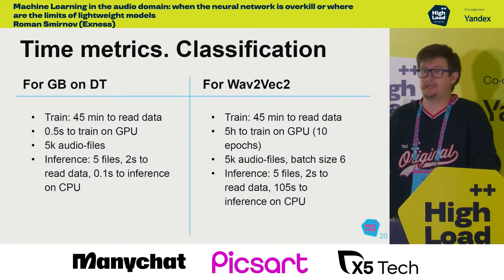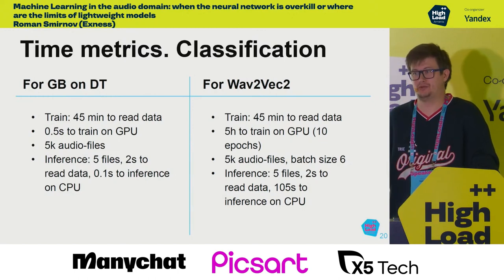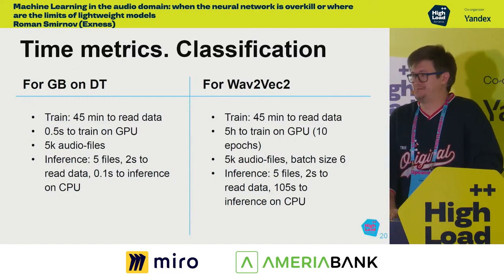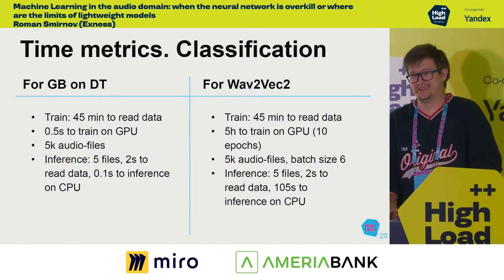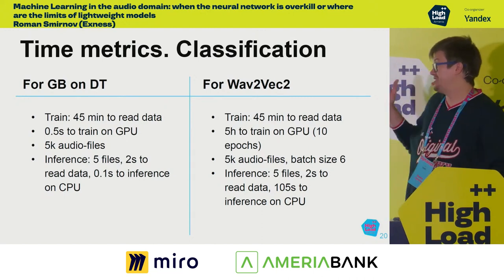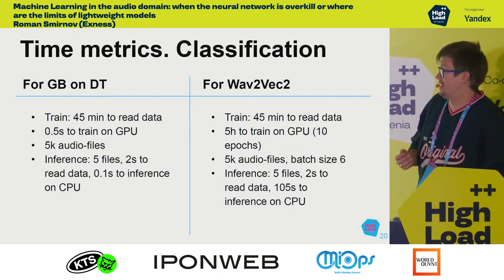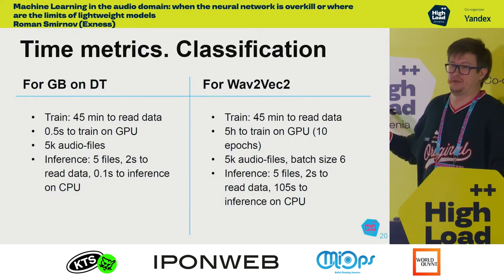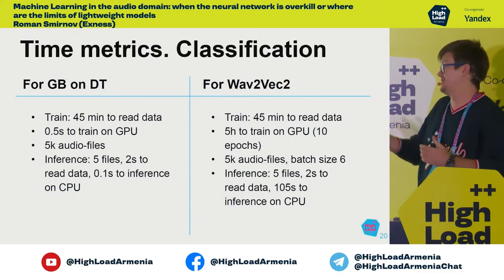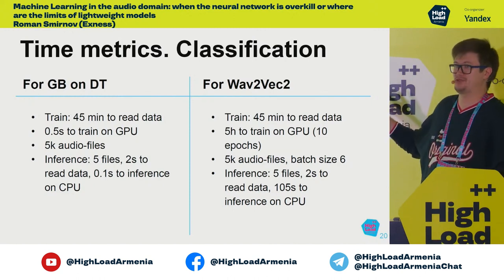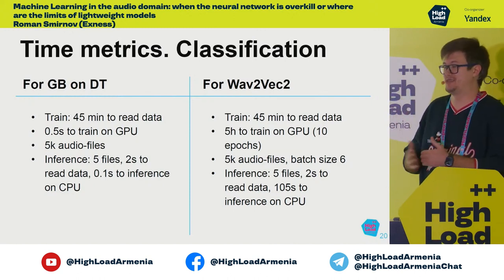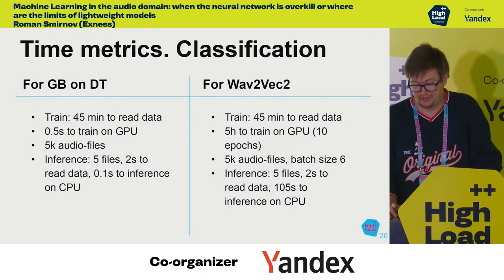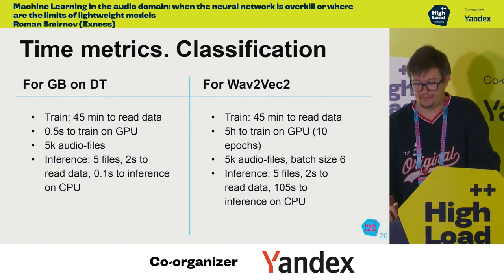Okay, what about inference? Here I provide some statistics on inference, but it's inference on CPU, not GPU, because inference on CPU is much cheaper. I tested on 5 files, both of the models, and for gradient boosting on decision trees, it took only, again, less than 1 second to infer, and some time to read the data. For the wav2vec model, we spent the same time to read data, but it took more than 100 seconds to infer on CPU. That's the first task, classification.